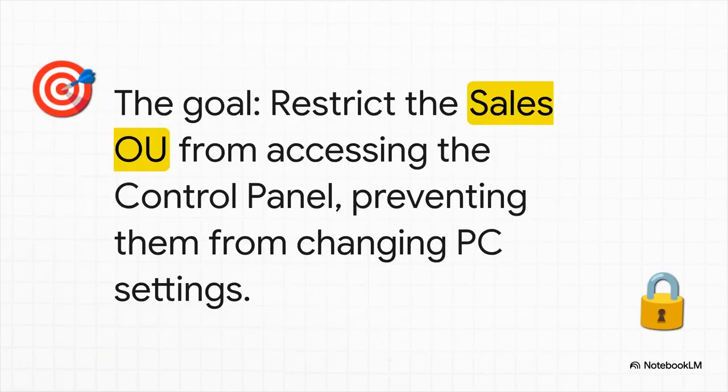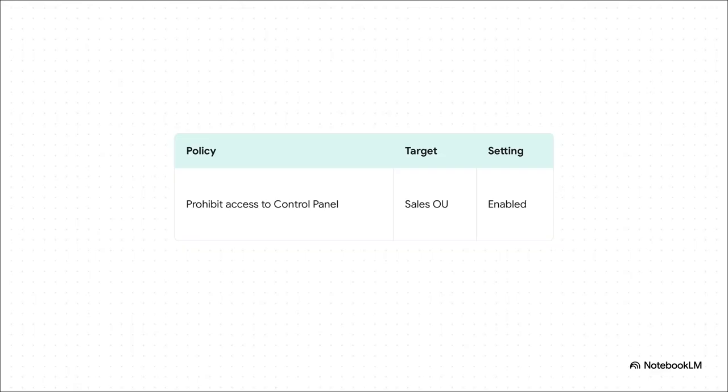Let's say you're the IT admin, and you really don't want the sales team messing around with their computer settings. You can create a specific rule that applies only to them. And the rule itself is super simple. The policy is to prohibit access to control panel. The target is our sales OU that we made earlier, and the setting is enabled.